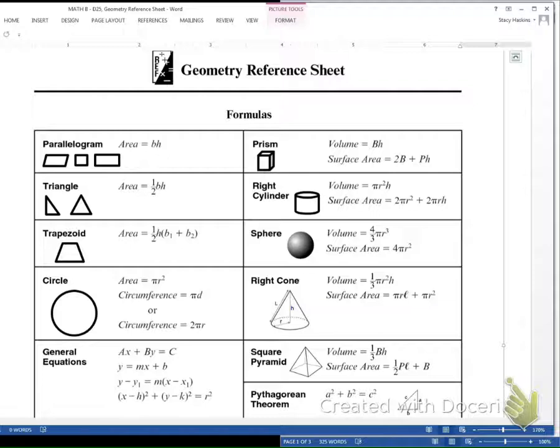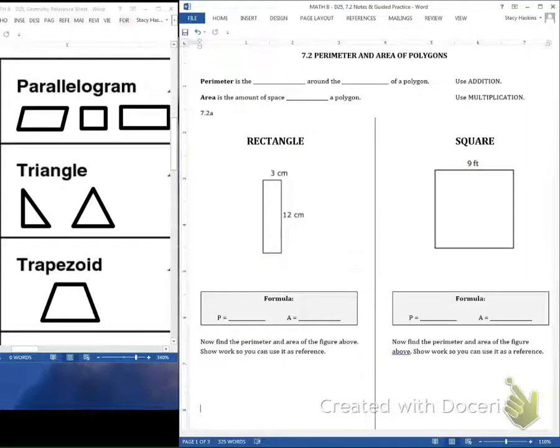In lesson 7.2, we are going to focus on the measurements of the polygons on the left, the two-dimensional shapes. A parallelogram, a square, a rectangle, a diamond, a triangle, or a trapezoid are all called polygons. A polygon is simply a three or more sided figure that is two-dimensional and enclosed. The most common measurements of polygons are perimeter and area.